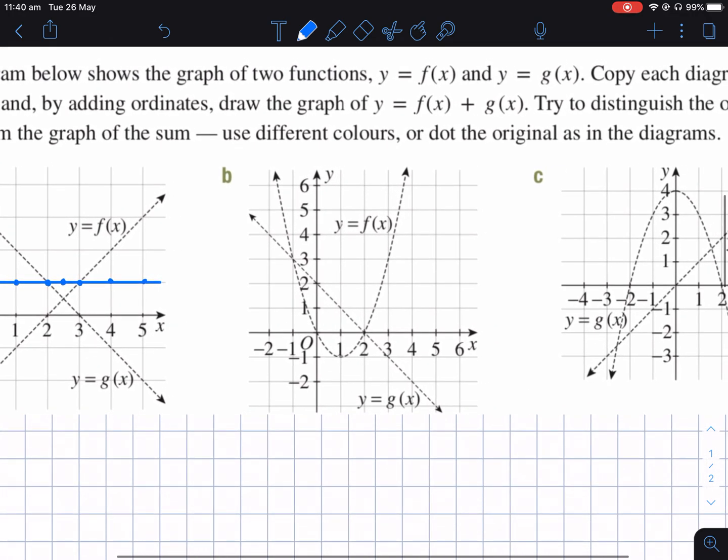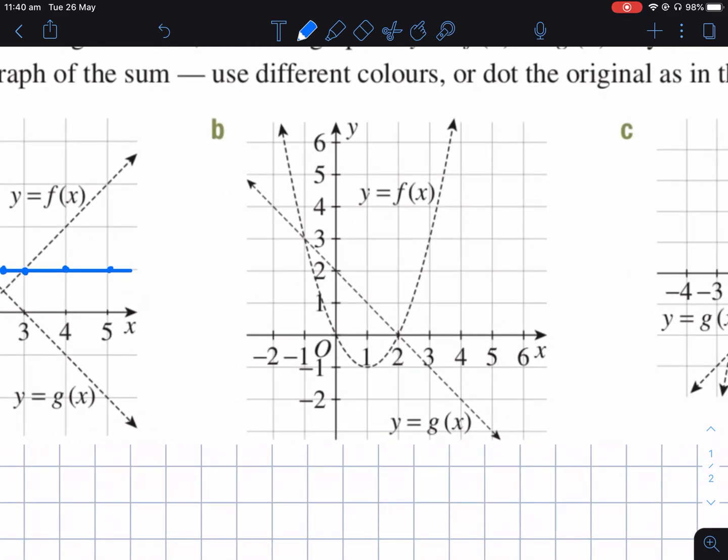Case in point, question 1b. So this time we're going to add them each time. So let's start off at the origin. f of x is 0. g of x is 2. 0 plus 2 is 2. Let's go left to negative 1. See how they're both 3? Well, 3 plus 3 is 6. So them added together is 6.